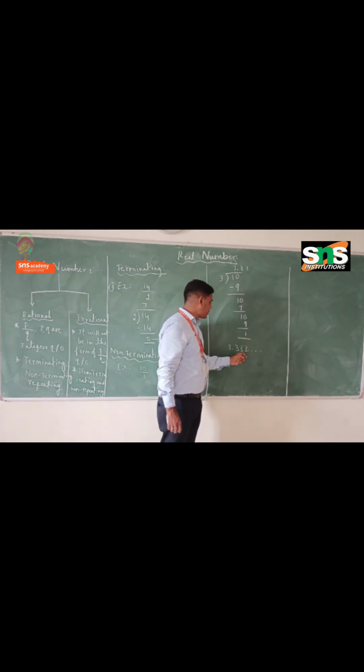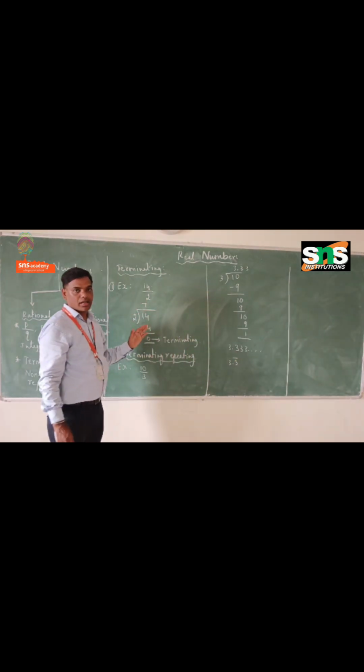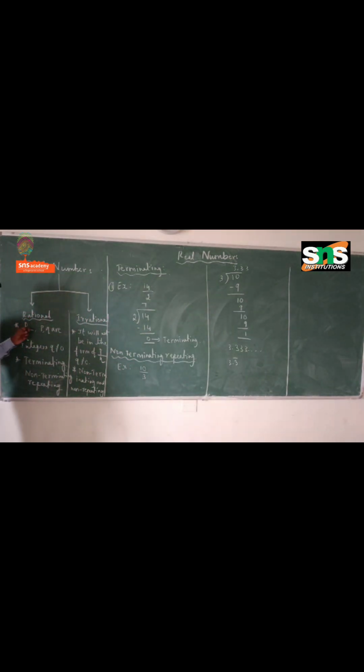This 3 keeps on repeating again and again. So when we have this type of number, we can say it is non-terminating repeating. These two conditions come under rational numbers. Rational number means it is in the form of p by q, and the condition is terminating or non-terminating repeating. So these are the two conditions to be a rational number.